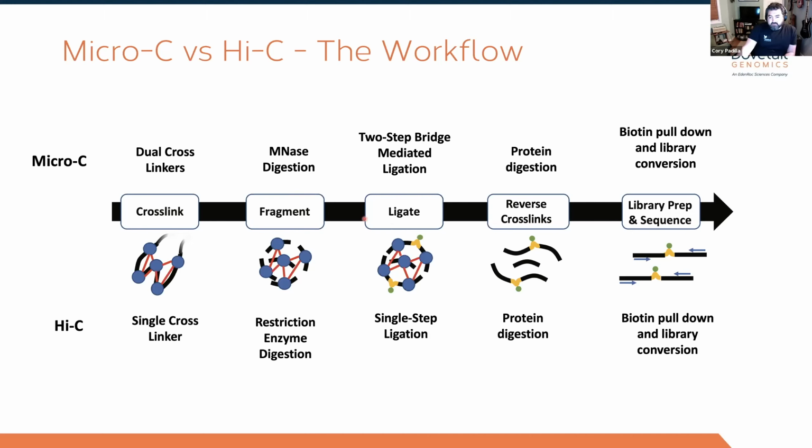Then the next difference really comes into play at the ligation. So when you have a restriction enzyme-based digestion, you know exactly what base is hanging out on that free end because you know you cut out a motif. With the imidase fragmentation, you don't really know what base is going to be at the end of these free ends. So we have a two-step bridge-mediated ligation. The biotin is captured on this internal custom oligo bridge sequence. Then we reverse cross links like normal, and then we do a biotin pull down and library conversion like you would with a Hi-C library.